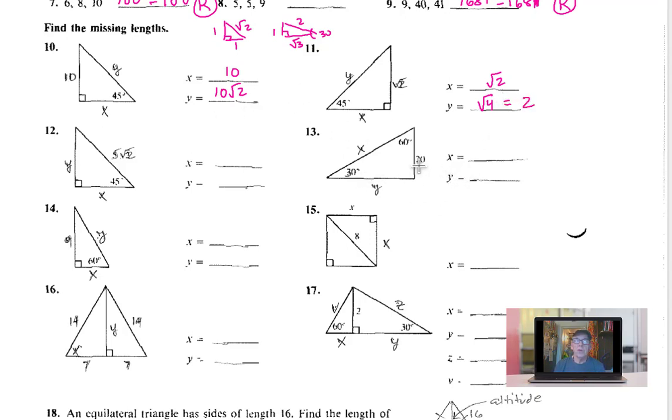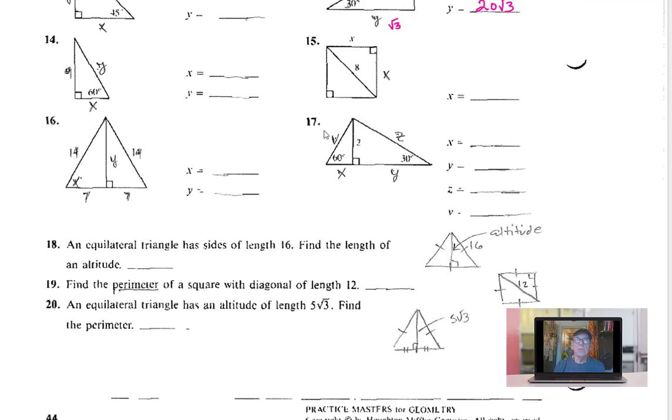Let's look at number 13. Here we have a 30, 60, 90. This has a basic 1, root 3, 2 set of side lengths. So 20 times 2 is going to be x. That's going to be 40. And 20 times radical 3 is going to be y. So we get 20 root 3.